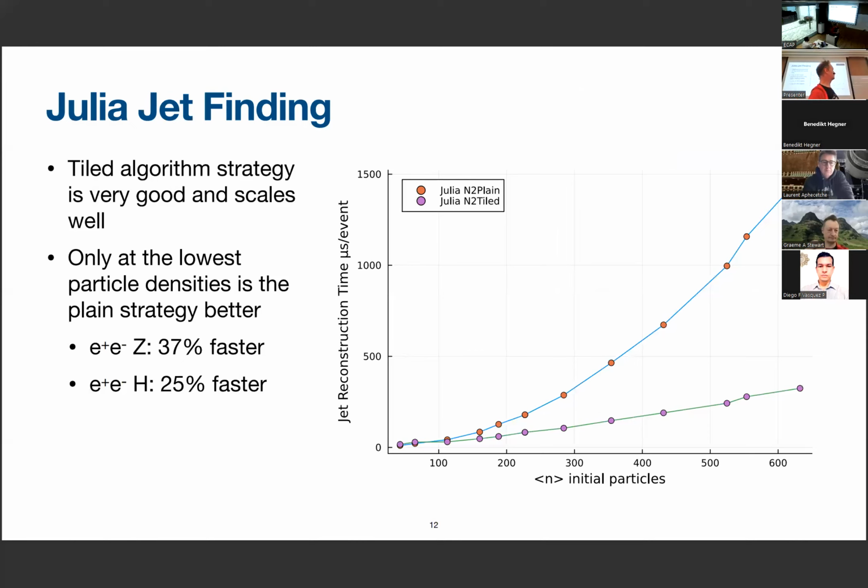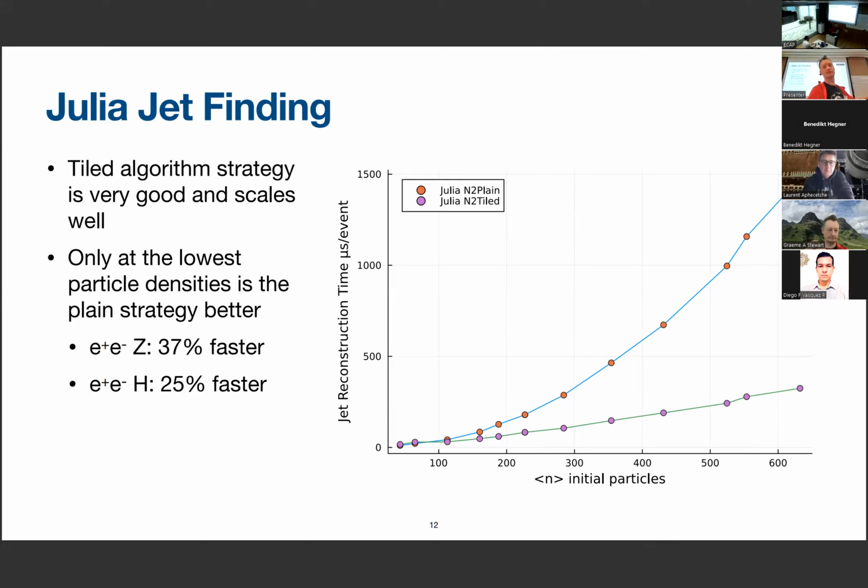Okay, so what are the results? This is the two strategies in Julia. This is also anti-KT. I have to say, we've also done the Cambridge-Aachen and the inclusive KT, and it basically makes no difference to the runtime because it's just a different power, but the algorithm itself is stable. You get better physics results from the anti-KT, which is why you want to keep trying that one. You can see that these have very different scaling with the number of particles, so the tiled algorithm really is good at keeping the amount of work that needs to be done down, whereas the plane algorithm is very much N squared.